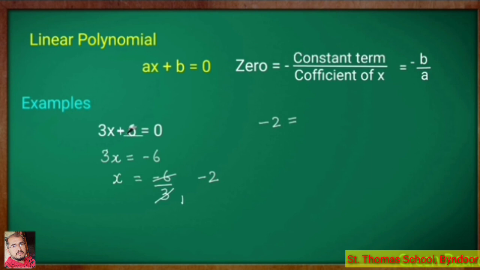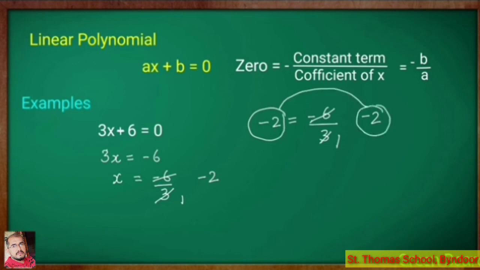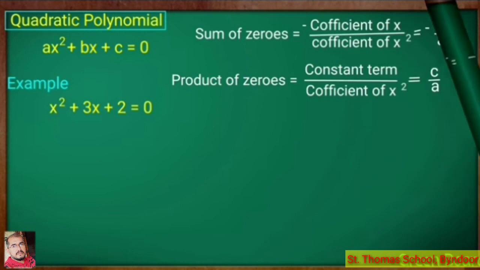Which is the constant term here? 6 is the constant term. That 6 has a plus sign, but in the formula a minus sign is there. Minus 6 divided by the coefficient of x. Which is the coefficient of x now? The coefficient of x is 3. So we can cancel that. 3 ones are 3 and 3 twos are 6. So minus 2 is the answer. Clear? Now the left hand side is minus 2 and the right hand side is also minus 2. So we can compare both, and the linear polynomial is verified.